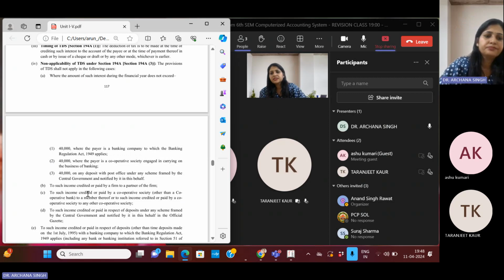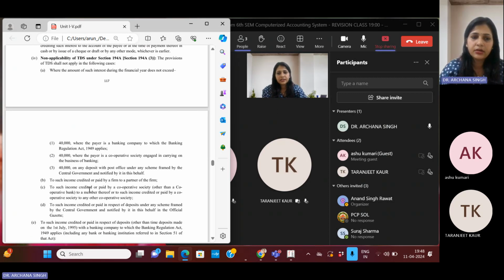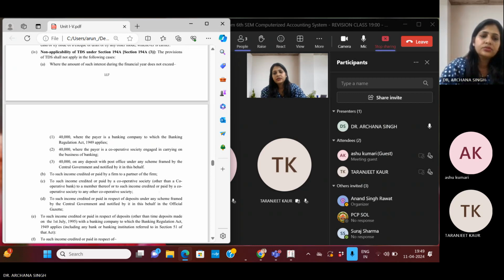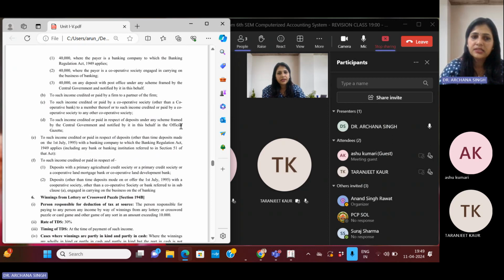The next is to such income credited or paid by a firm to a partner of the firm. Third, to such income credited or paid by the cooperative society to a member thereof, or to such income credited or paid by a cooperative society to any other cooperative society in that case. And last one, to credited or paid in respect of deposits under any scheme framed by central government and notified by it in behalf of official gazette.